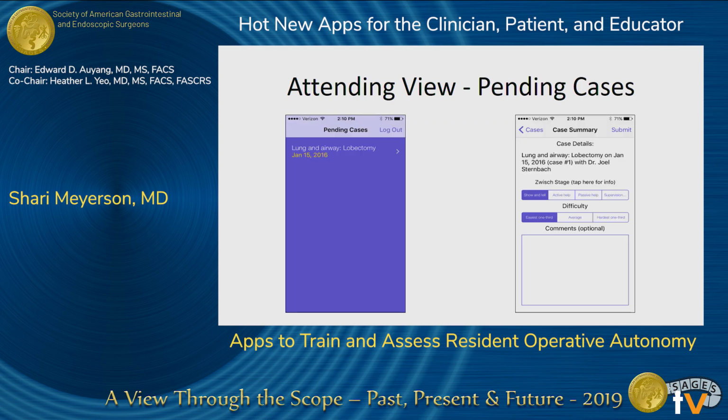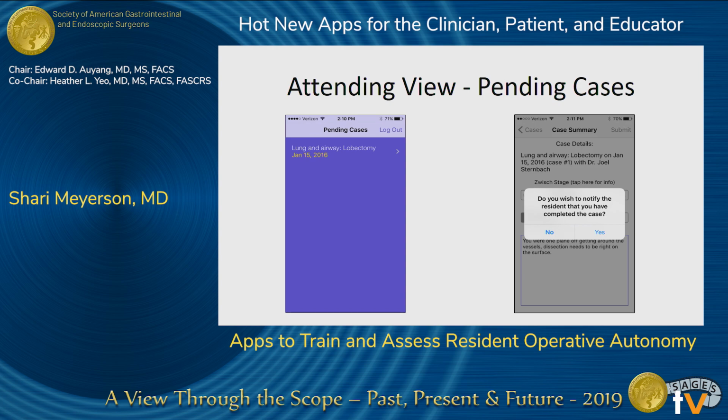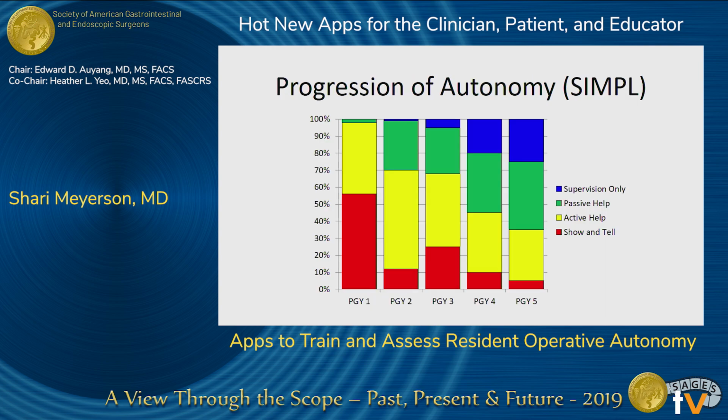From there, I can click on the case. I see the case that the resident put in. So this was a lobectomy done on January 2016. It gives me the options to fill out how much autonomy I think the resident had, and probably most importantly, to give some feedback for the resident, just a simple little one-liner about what they did well, what they could do better, something to help them grow. And then when I've done that, it automatically sends a text message back to the resident to say your evaluation has been filled out, you can look at it.